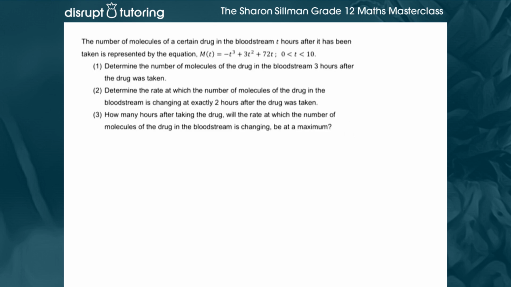Let's have a look at an example from a past paper. The number of molecules of a certain drug in the bloodstream, T hours after it has been taken, is represented by the following equation. As I mentioned, you would be given a function which represents movement of some sort. The movement here is the drug in the bloodstream. T represents hours, and you are shown here that the hours are going from 0 to 10. So the number of hours lies between the values 0 and 10.